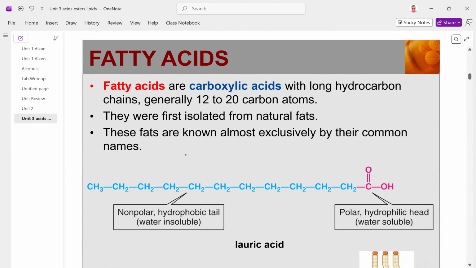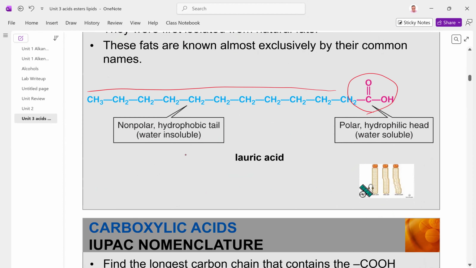Fatty acids are an acidic group with a very long chain. They call it hydrophobic because it does not like water, nonpolar, as opposed to the other end of the fatty acid, which is very polar, hydrophilic. So we have a non-water and a water-loving group on the same molecule. Makes some very interesting chemistry.